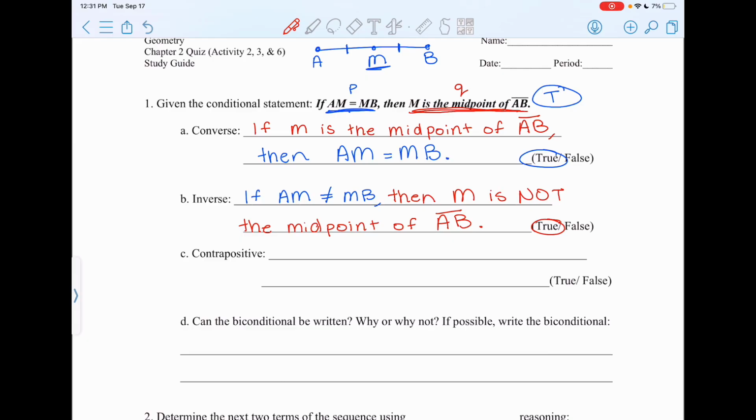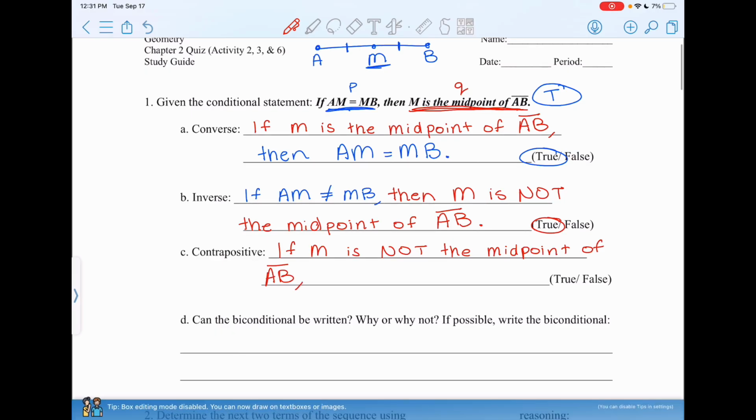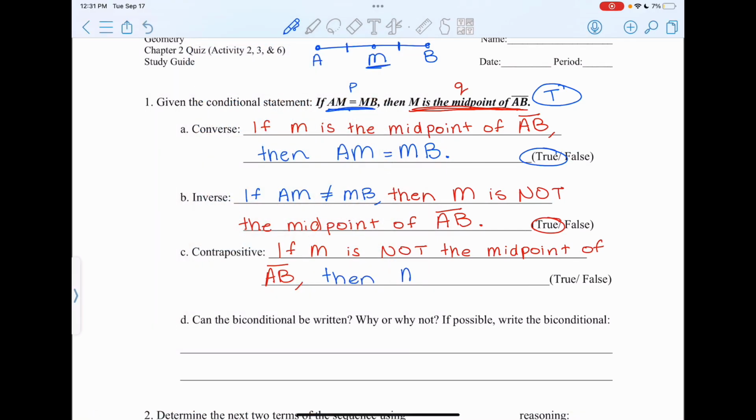And lastly, to write the contrapositive, I'm going to switch the order and negate. So I'm going to do red and then blue, and I'm going to do the opposite of what it says. If M is not the midpoint of AB, then AM does not equal MB. This is true. If M is not the midpoint, that means the other two sides of M are not equal.